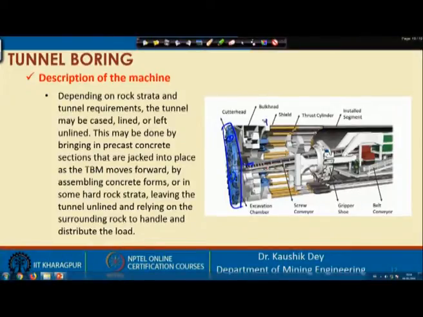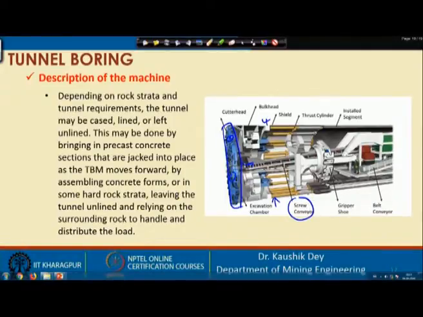This is the shield up to which this is under support, and this is the motive power of the machine, which is basically forcing the cutting head through these hydraulic cylinders. So, this is the screw conveyor, which basically takes out the material.